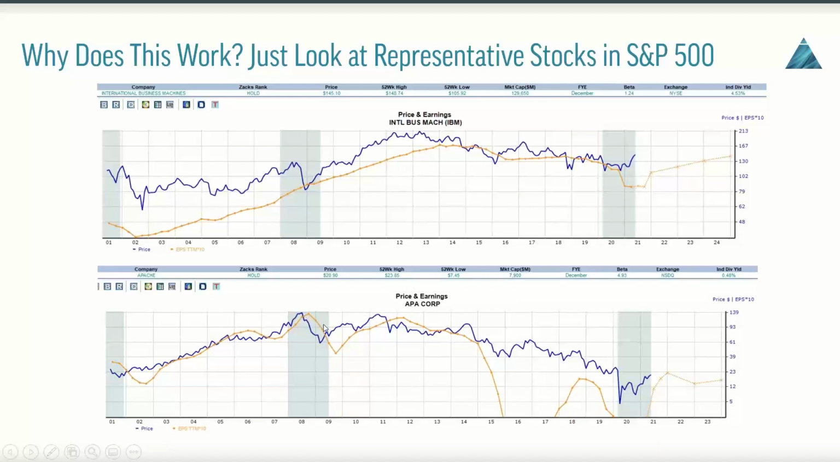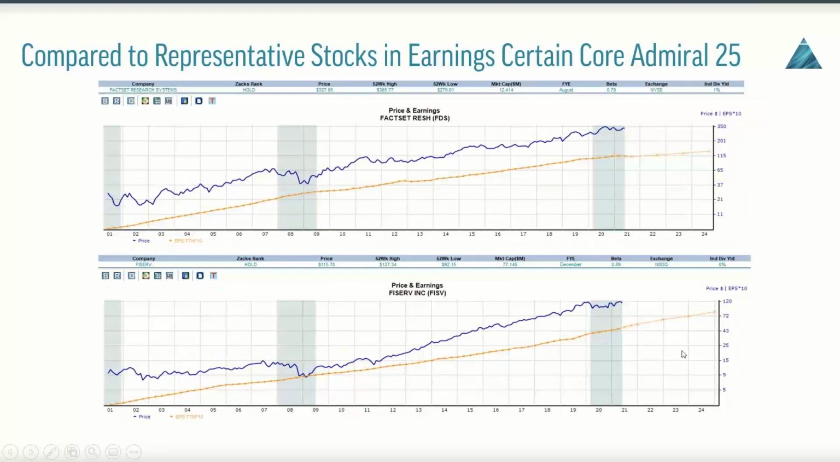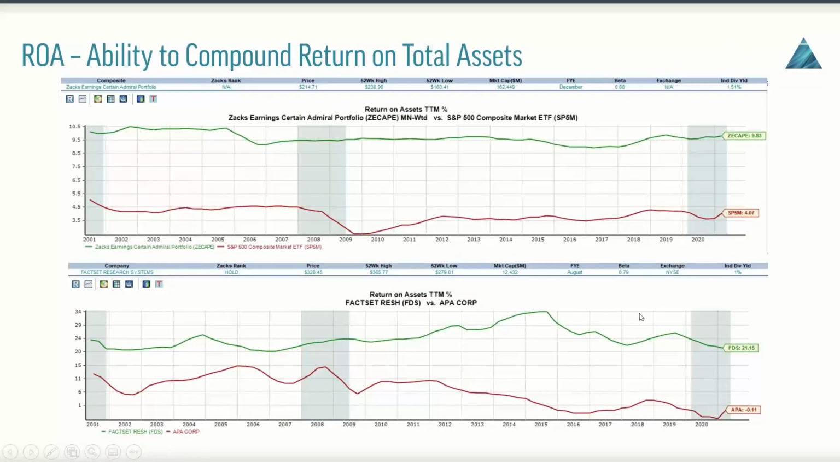If you've been holding this since the Great Recession, you're not only dead money, you're crying, and the earnings cyclicality is just getting deeper and deeper. You can see that even though energy has had its run, Apache is just not doing very well here. When we look at representative stocks in the earnings certain core Admiral, that should say 30, not 25, we've got FactSet and Fiserv. Again, I just grabbed two stocks at random. You can see how nice and straight that earnings trajectory is, and a much different scenario.